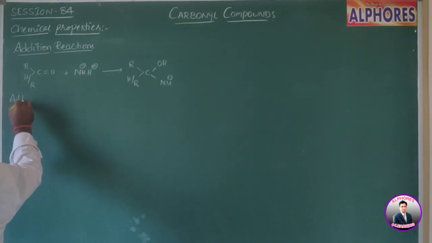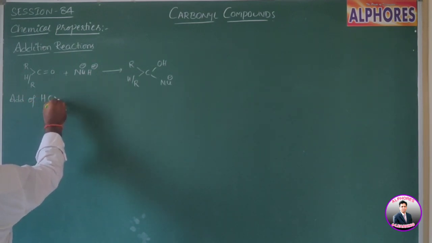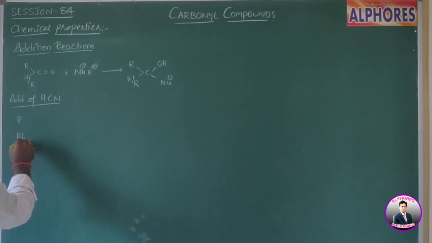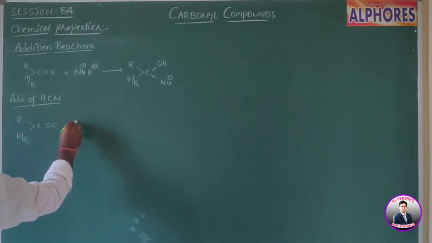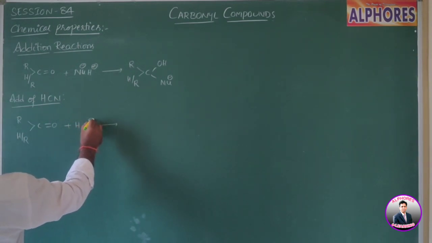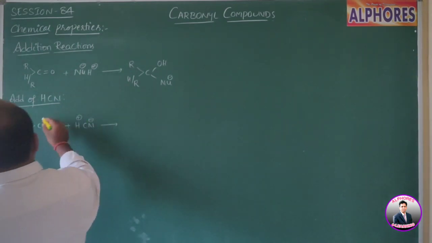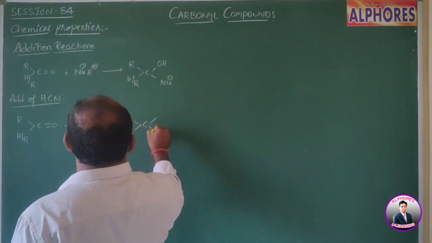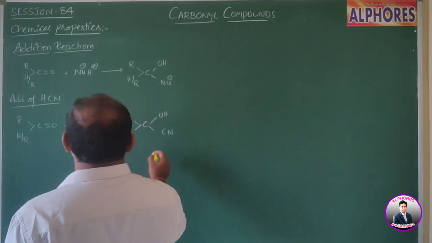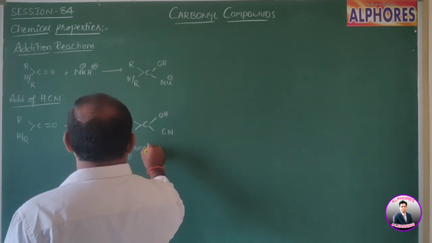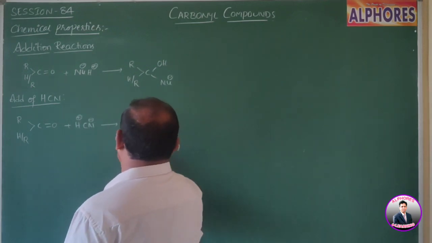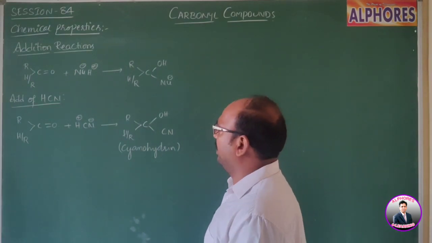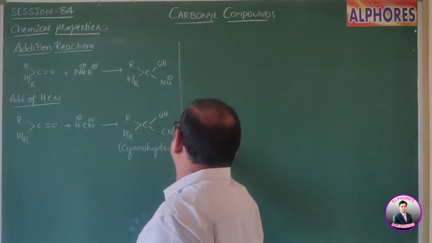Now first we are going to discuss addition of HCN, hydrogen cyanide. In a similar way, if we write the reaction R, H, R, C double bond O upon addition of HCN, it is very clear: CN minus and H plus. So CN minus approaches the carbonyl carbon, giving R, H, R, C, OH and CN. This is what we call cyanohydrin. If aldehydes participate, aldehyde cyanohydrin. If ketones participate, ketone cyanohydrin.